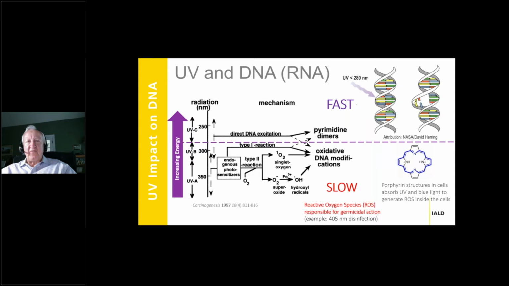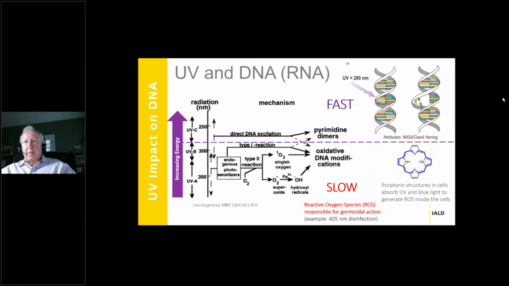Really, you need to be in the UVC band to quickly disable the DNA from functioning in a microbe, a fungus, or a virus. It is a very quick acting process, completely disabling or disinfecting those particular microbes. Now, below that dotted line, UVB, UVA, and even to a degree 405 nanometer radiation can still be germicidal, but typically only when it's chemically assisted by being absorbed by molecules that generate reactive oxygen species. So it's a process that is much more complex than direct UVC deactivation.